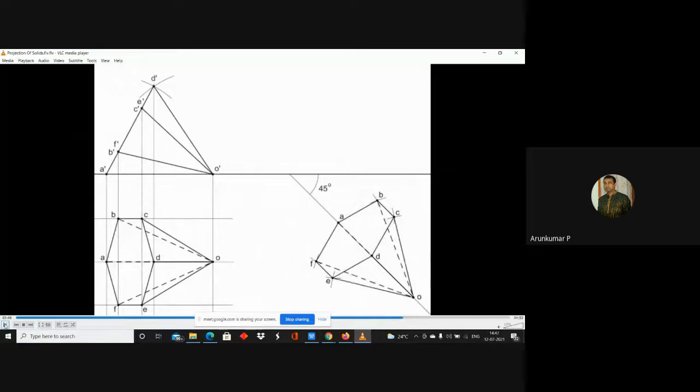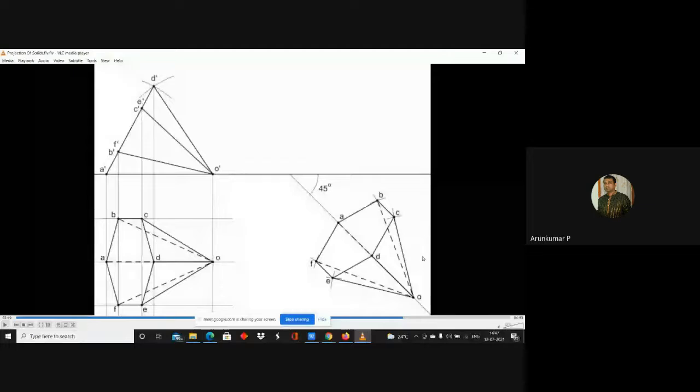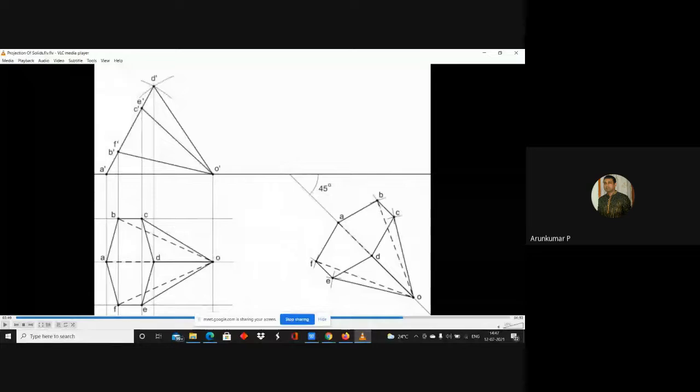And then basically what you are doing here is the same second step top view is being repositioned, reoriented in the third step. This is the same step what you used to do for projection of planes. I hope you remember. Second step top view. This is what you used to reorient and reposition in the third step. The same thing you are doing for projection of solids also. Okay, so please note this.